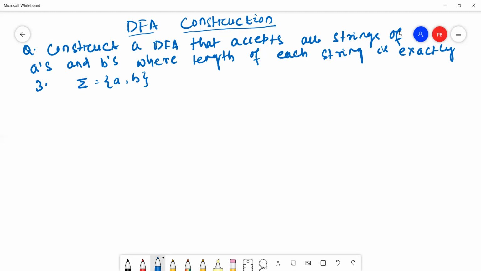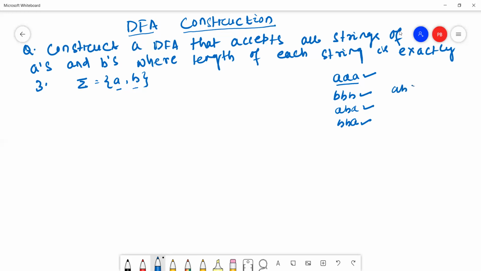The length of each string is exactly 3 over the input alphabet a, b. Means, for example, we can take any combination of a's and b's, but the length of each string must be 3. Suppose aaa, yes, the length of the string is 3, so it is a valid string. bbb, yes, it is valid because the length is 3. Suppose aba, yes, valid. Suppose bba, yes, valid because the length is 3.